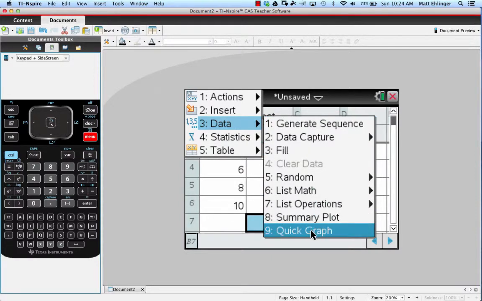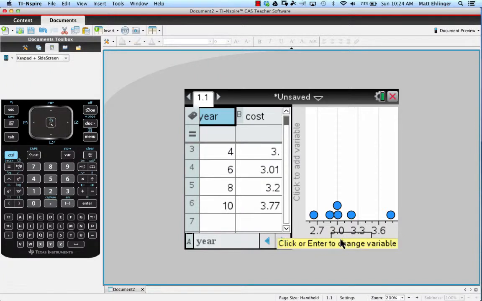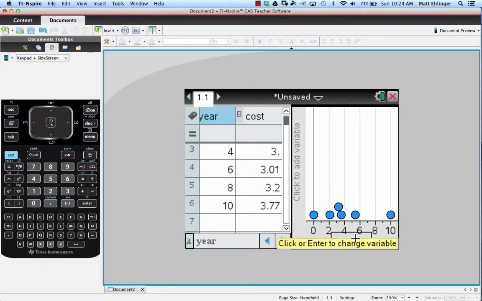Anytime you have a data table and you want to see what it looks like, do a quick graph. Now, when you get to the quick graph, the problem with it is all that it's displaying is the cost, because that's the last column that we are working with. What I want to see is years down here and costs over here, and you see there's a box that says click to add a variable or click to change the variable. So let's click in here and make this years.